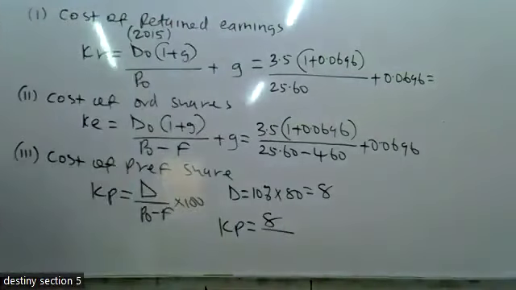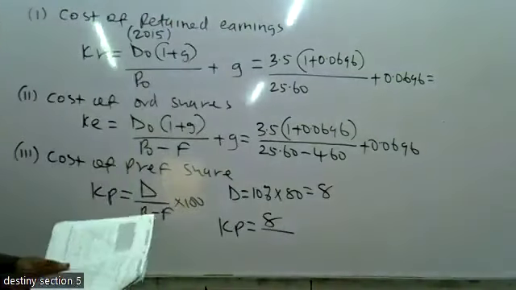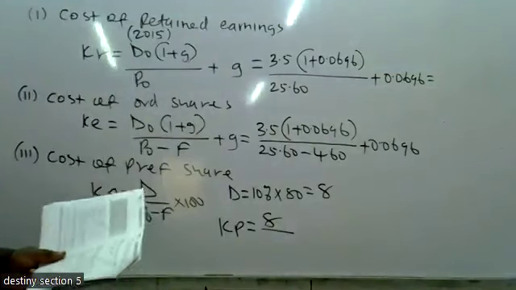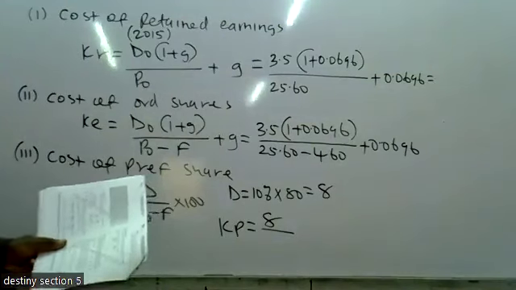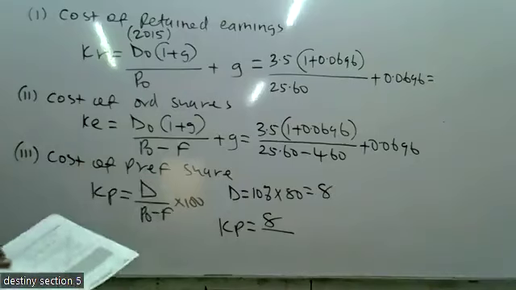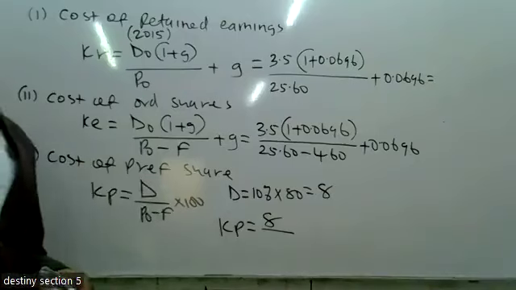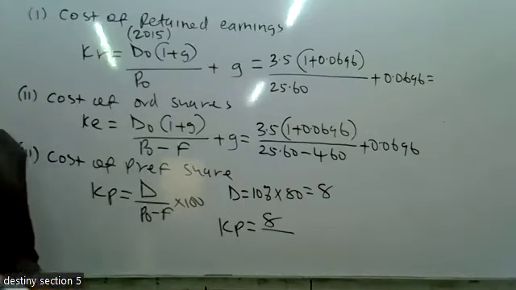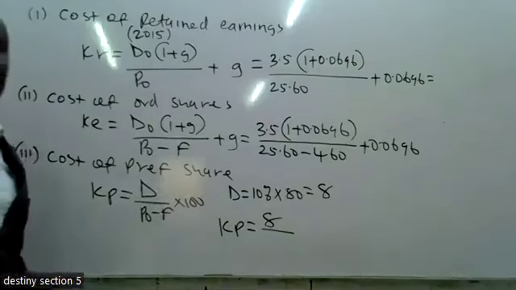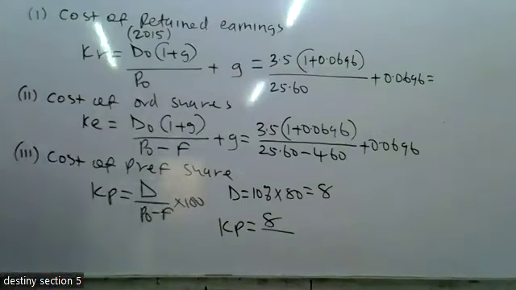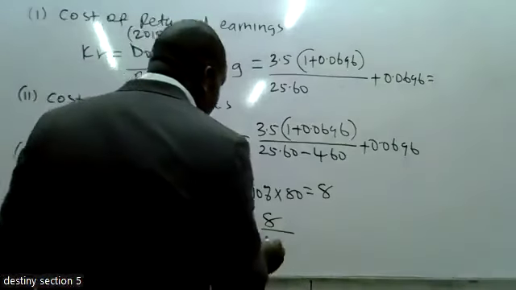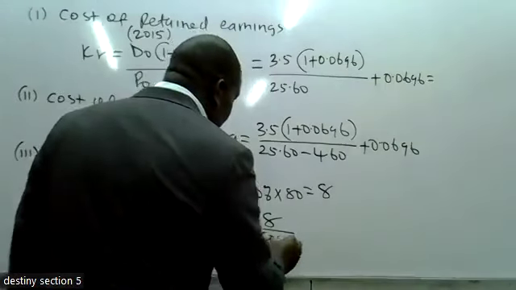So PO is the current market price. But it was issued at par. So the issuing price is the same as the par value. Remember, the issue price is the current market price. So it was issued at par, which means the current market price is also 80.